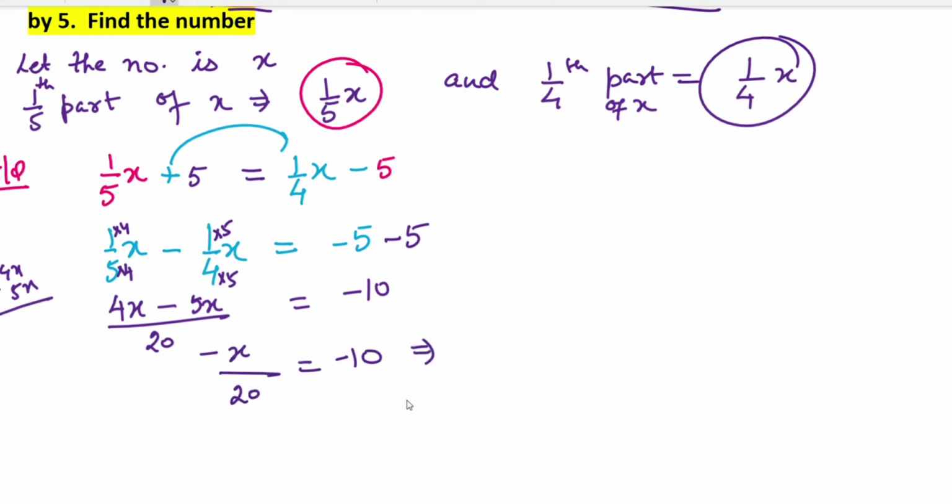Negative of 10. So both are negative. Cut this negative sign. So x is equal to what? 10 into 20 means x is equal to 200.